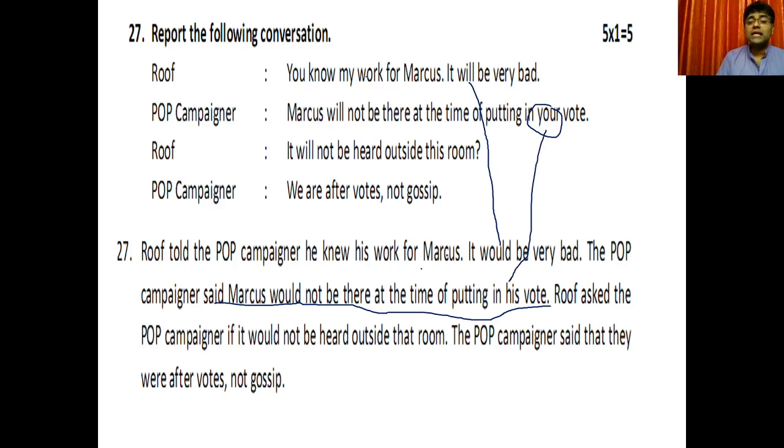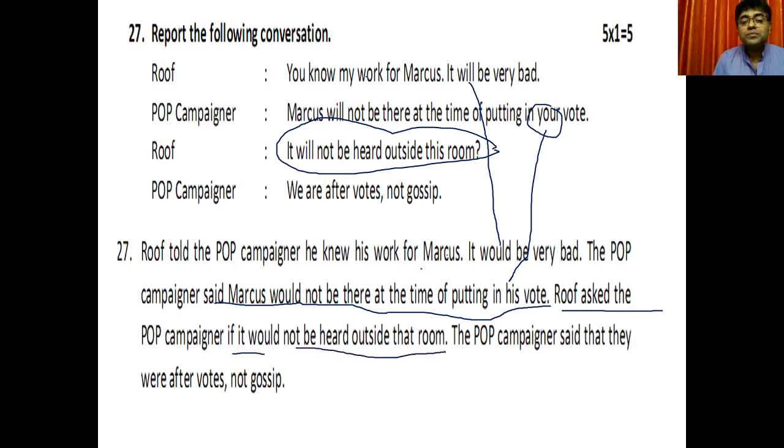Then, roof. It will not be heard outside this room. Now, this is something interesting. What is that? It looks like a statement, but you see here, it is a yes or no type of question. It will not be heard outside this room. I am asking with a rising tone. So it is a yes or no type of question. So how is it put here? Roof asked the campaigner if or whether it would not be heard outside the room.